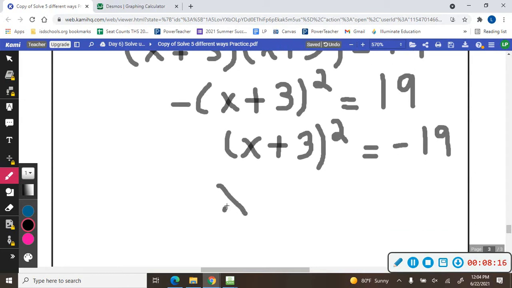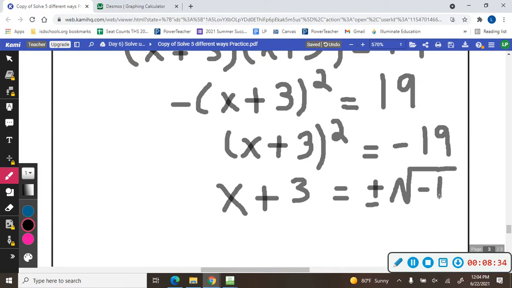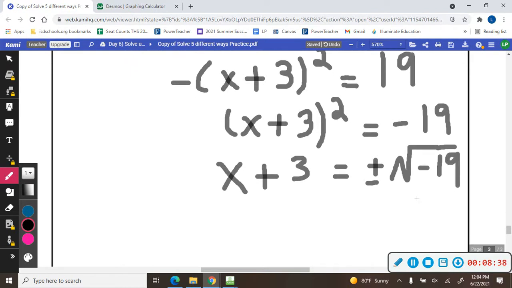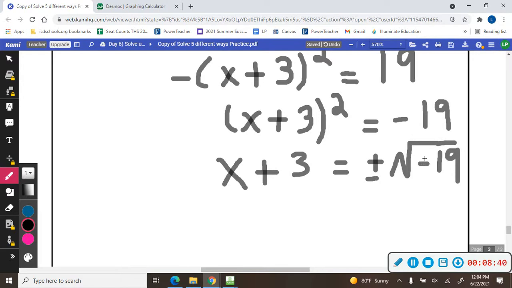So now I have x plus 3 equals the positive and the negative. Anytime you take the square root, you need positive and negative of the square root of negative 19. And that's why my solution is imaginary, because you have a negative inside of the square root. We learned you could bring the negative out and make it an i.